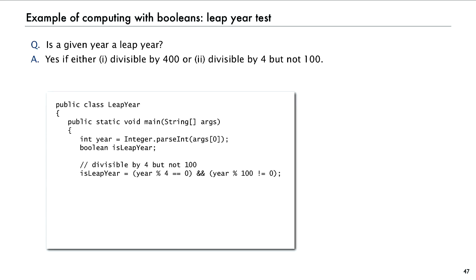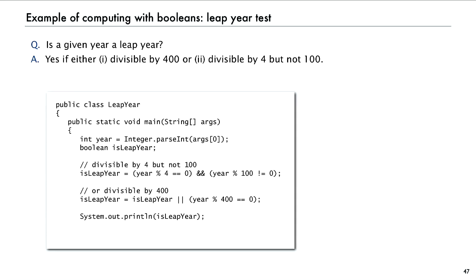So we want it to be divisible by 4, so if it's divisible by 4, that'll be true. And the remainder when year is divided by 100 is not equal to 0. So this whole expression sets leap year to true if it's divisible by 4 but not by 100, and false otherwise. And if it's divisible by 400, then we also want to make it true. So we say it's either that thing, or the remainder when we divide by 400 is equal to 0. Then we print out that value, and that's going to be either true or false.